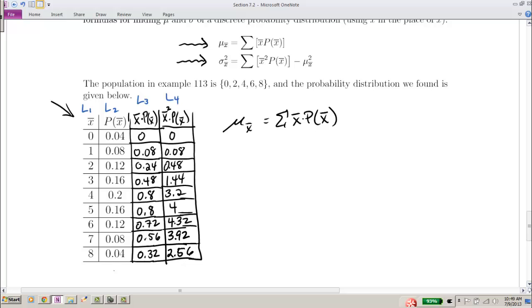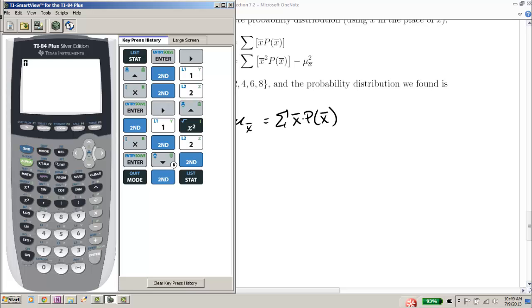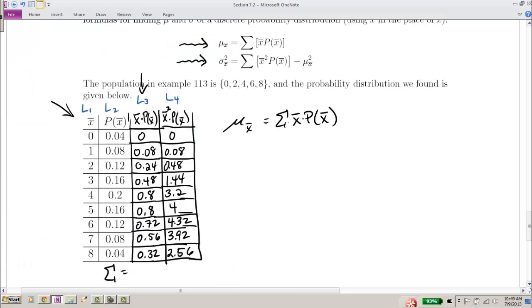will be given just by taking the sum of my L3 column right here. So I'm going to have my calculator help me out with that. I'm going to quit to home. And now I'm going to hit second stat, arrow over to the math menu and select sum. I want to add up the L3 column, and I get 4. So the mean for the sampling distribution of sample means, mu sub x bar, is equal to 4.